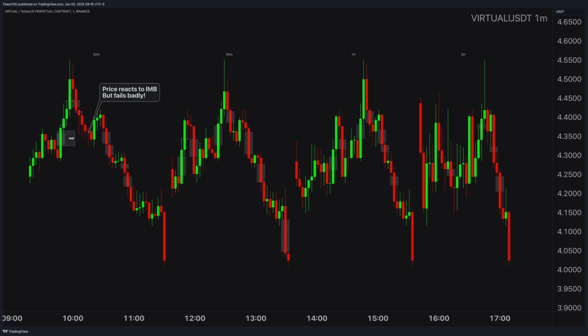This imbalance was supposed to push the price higher and higher. And it failed really badly, then the opposite imbalance was created with the momentum. You can also notice that it created this bear structure break here. Then the price pulled back and tapped this multi-time frame imbalance zone.